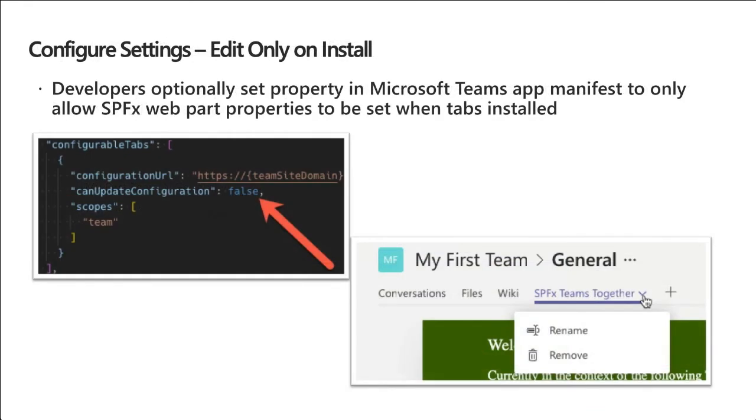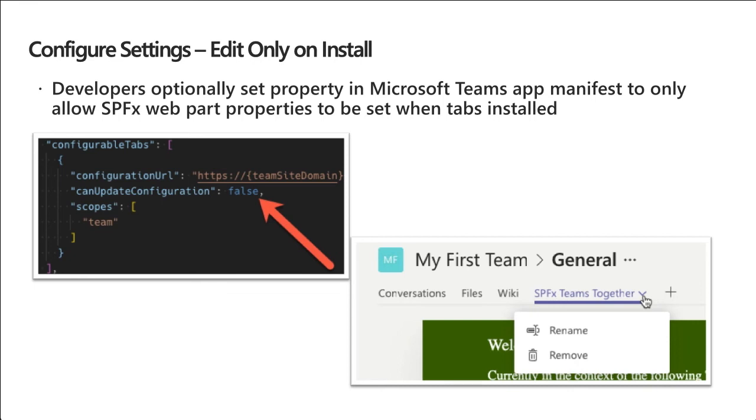Now, you can also change the default setting here so that you can only modify the settings of the web part when it is initially installed as a tab. Because if you think about it, in SharePoint, we can only edit the properties of a web part if we put the page in edit mode, and that can only be done by people with specific rights. But in Microsoft Teams, it doesn't work the exact same way. Anybody can edit the properties or the settings of a tab.